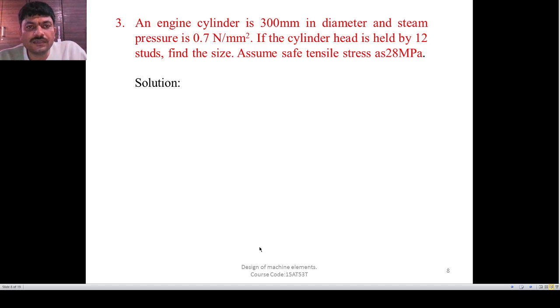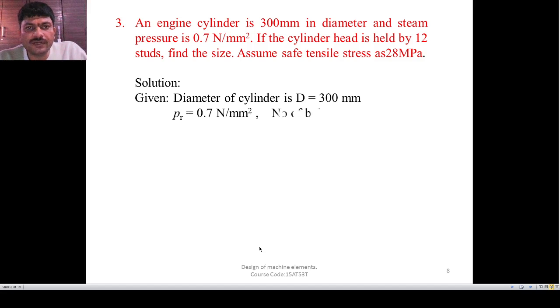As given, once again you read out the problem and write down the given data. An engine cylinder is 300 mm diameter, that is the diameter of the cylinder he has given. You can write it as capital D is equal to 300 mm. And the steam pressure is 0.7 Newton per mm square. The cylinder head is held by 12 studs, that is the number of studs used, small n is equal to 12. Assume the safe tensile stress, that is sigma T is equal to 28 megapascal.